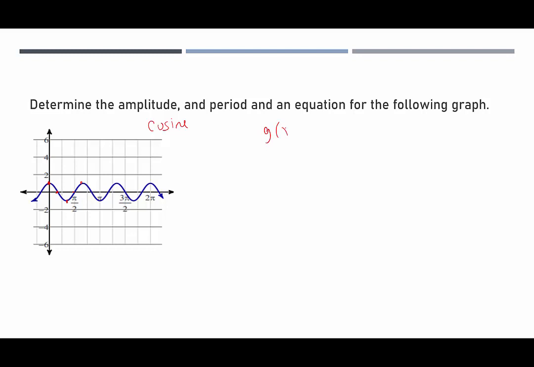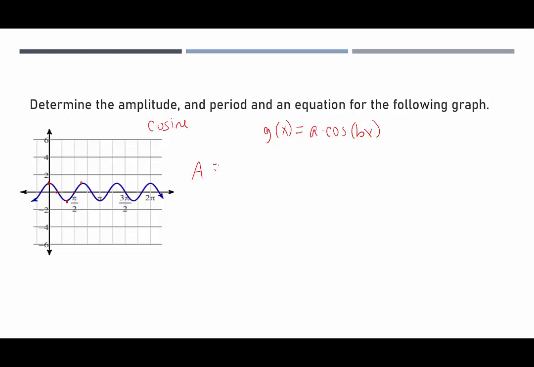So again, there's no vertical or horizontal transformation, so I'm only going to focus on a and b here since we don't need the c or the d. It's going to be a times cosine of bx. And now we want to determine lowercase a and lowercase b.